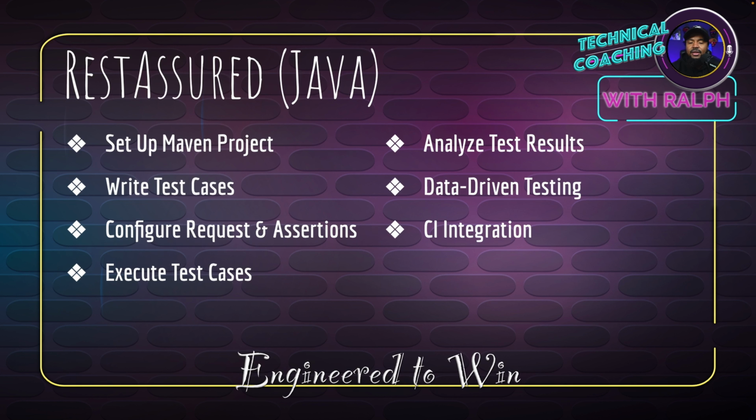You say, okay, this is the flow. Then you're going to configure your request and your assertion. So what's the request and what is the validation that we're going to be using? We're going to be executing our tests, analyzing the test results, and then you set up your data, just like the other one: what's going to be feeding into the API and what are the expected results. And then you're going to integrate it into the CI/CD process so that once the code gets pushed up, it can automatically trigger your API tests so you can get immediate feedback.